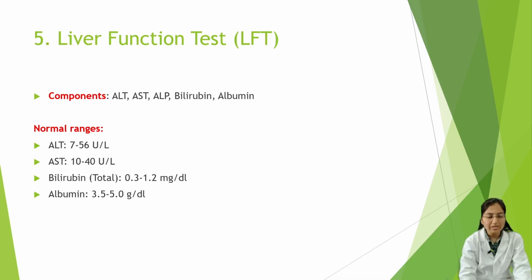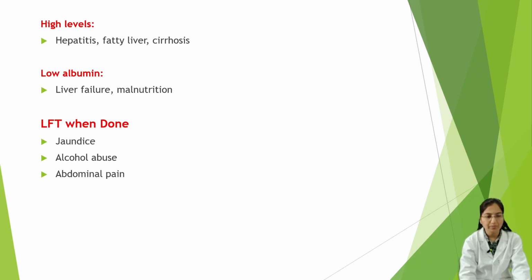The normal range: ALT is 7 to 56 unit per liter, and AST is 10 to 40 unit per liter. Bilirubin total is 0.3 to 1.2 mg per dl, and albumin level is 3.5 to 5.0 gram per dl. If these levels increase, it means hepatitis, fatty liver, and cirrhosis. Low albumin means liver failure and malnutrition. LFT is done in the case of jaundice, alcohol abuse, and abdominal pain.